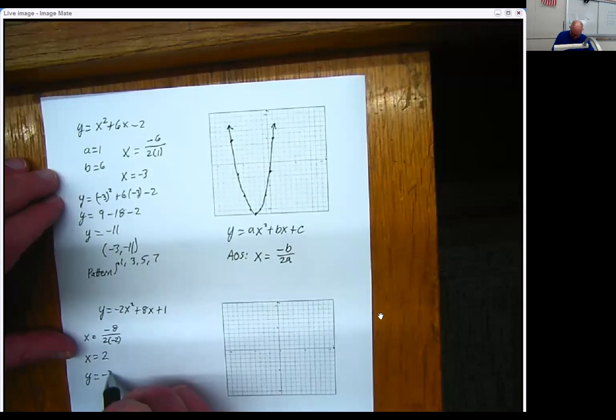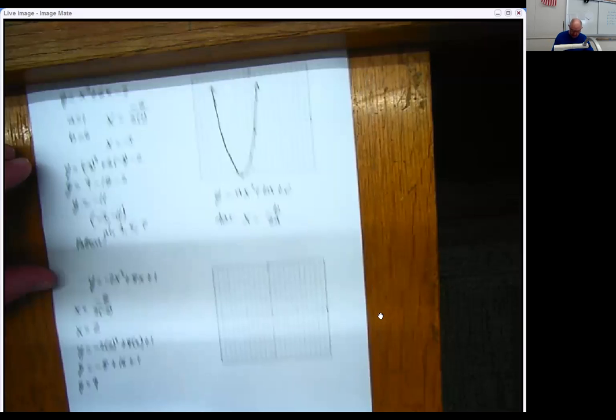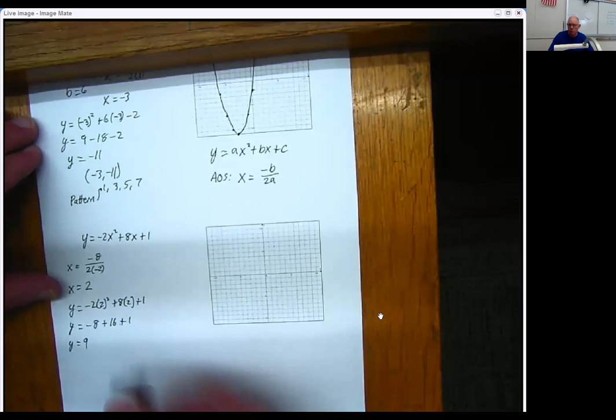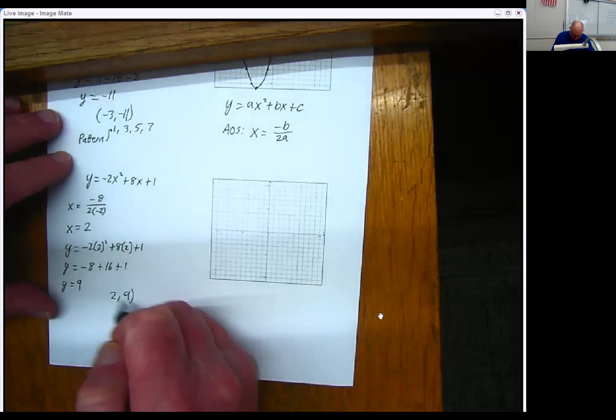I have negative 2 times 2 squared plus 8 times 2 plus 1. So that's going to give me 4 times negative 2, so a negative 8, a positive 16, a positive 1. So 16, negative 8, that's 8, plus 1, 9. And so I've got a vertex at 2, 9.